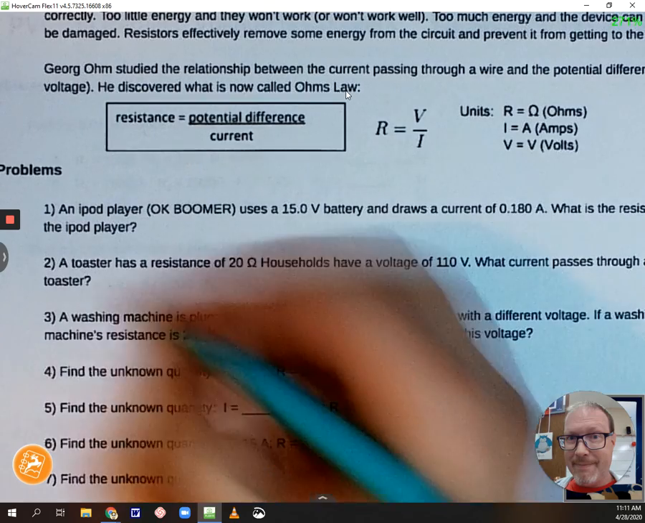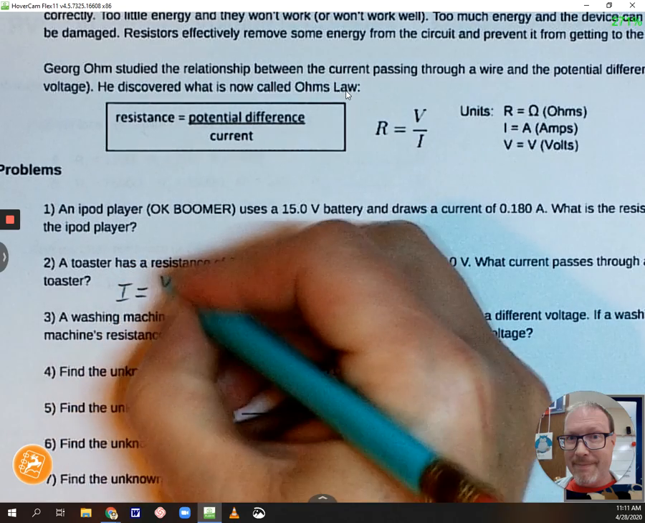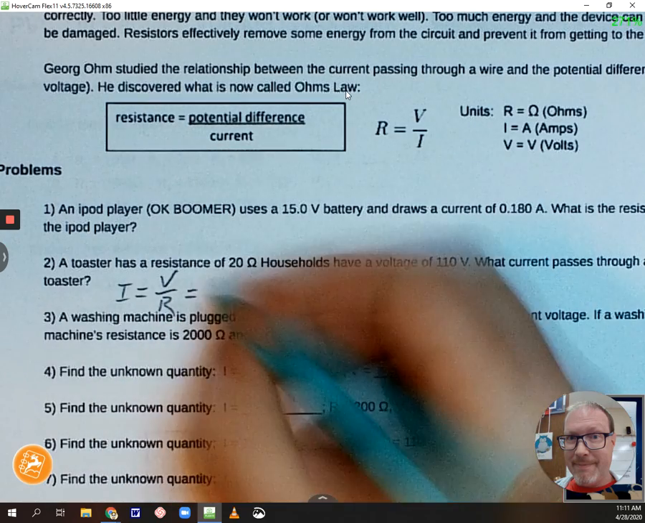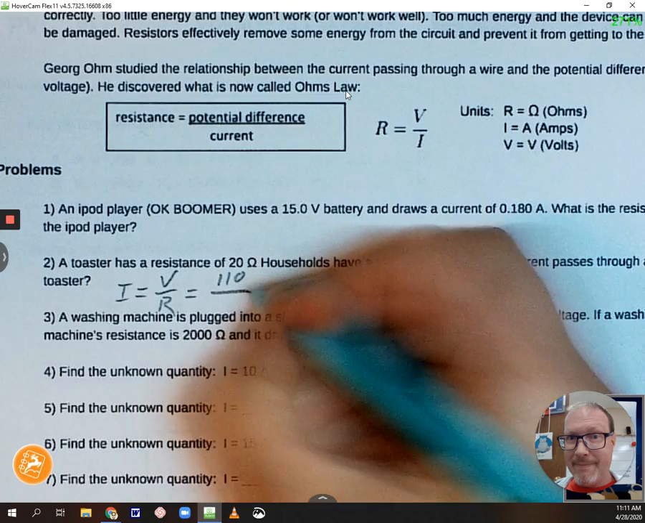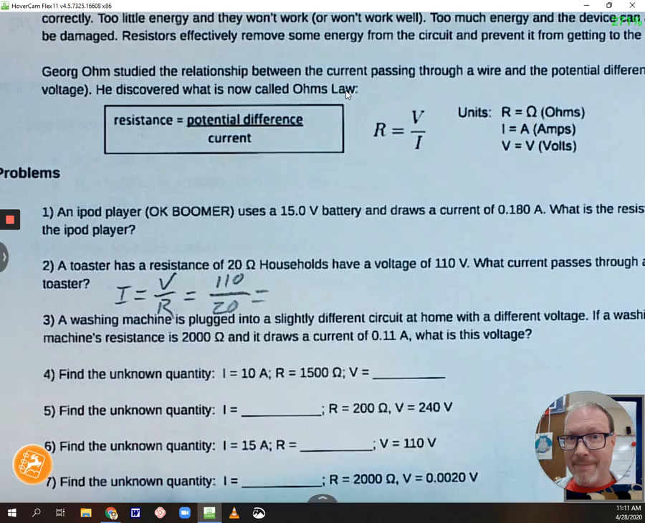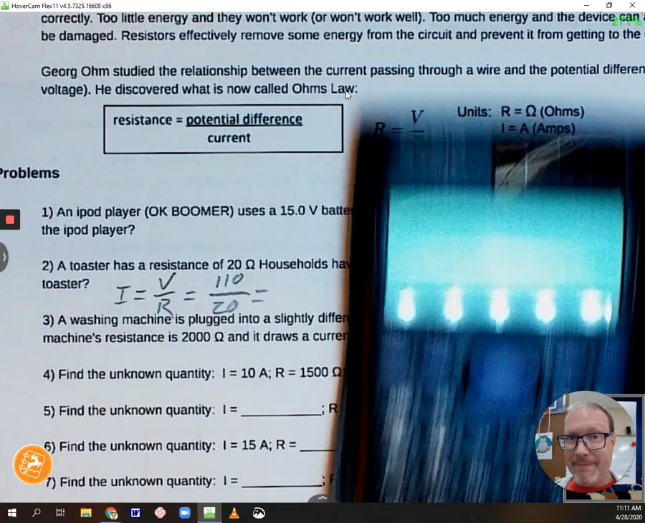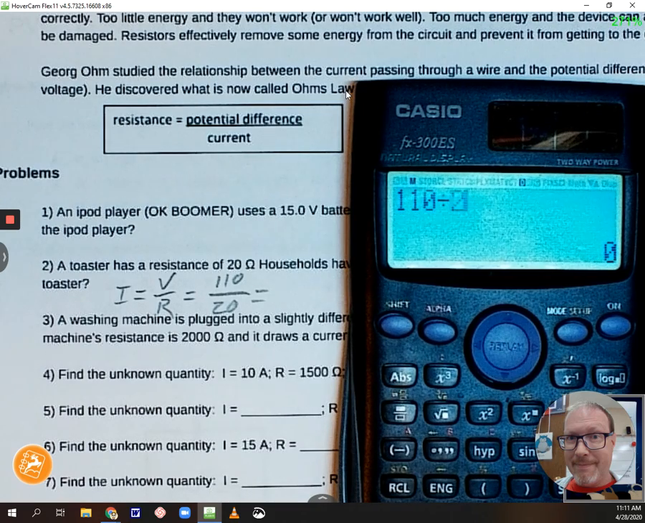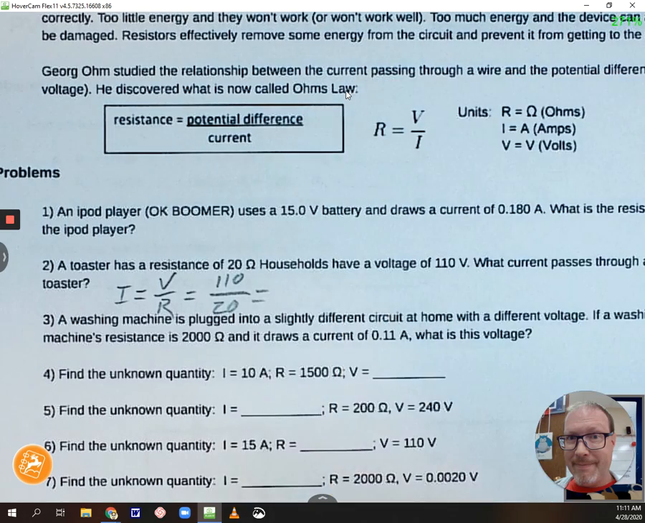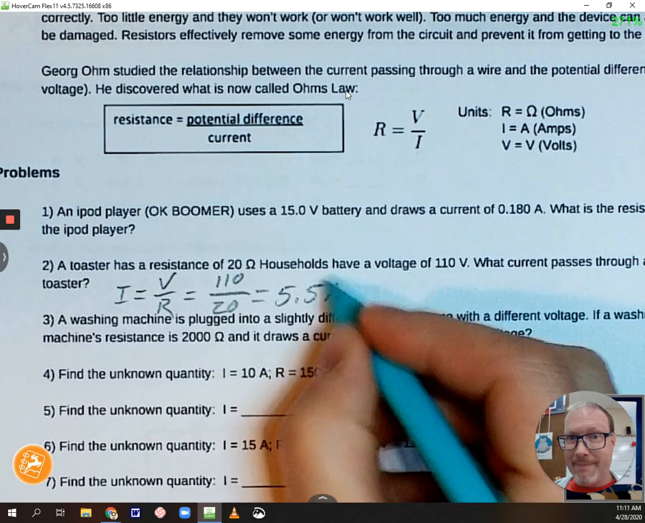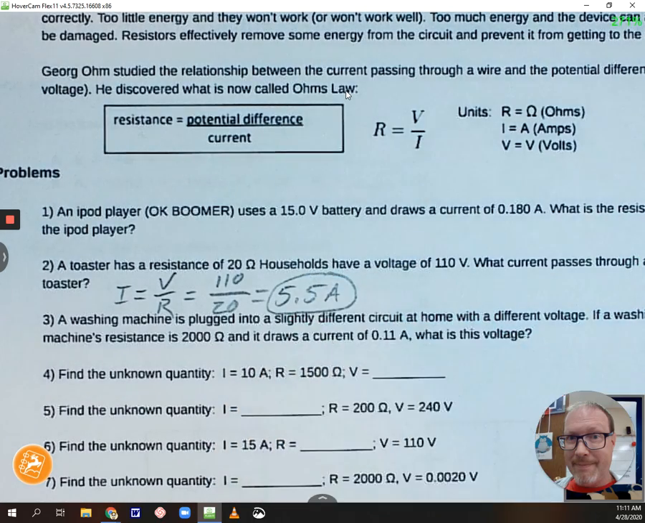So number 2, I equals V over R, which would mean our voltage here is 110 volts. Our resistance is 20 ohms. So it's just going to be 110 divided by 20. When I plug that into my calculator, I get an answer of 5.5. Since we're talking about current, it's going to be 5.5 amps. And it's just that simple.